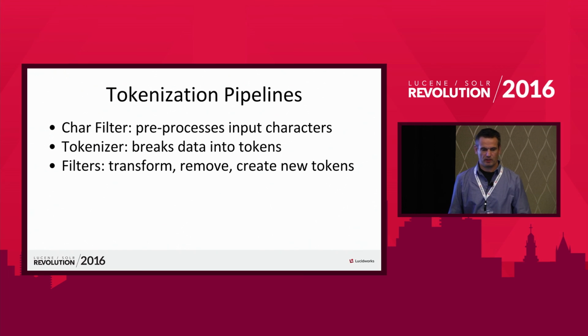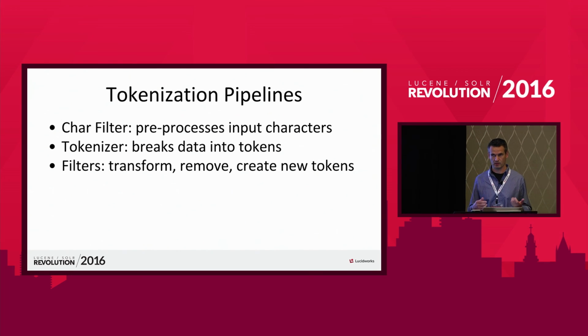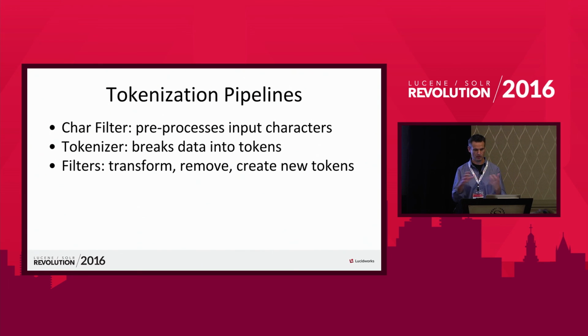When I talk about the pipeline, these tokenization pipelines are very well documented in Solr. There are three parts to it. There's the char filter, which preprocesses input characters. It doesn't really care what the tokens or words are. It's just removing special characters, doing that kind of stuff. Then there's the tokenizer, which is the core thing that takes your blob of text and splits it into the actual words or tokens. And then there are filters that will transform, create new, or remove tokens.